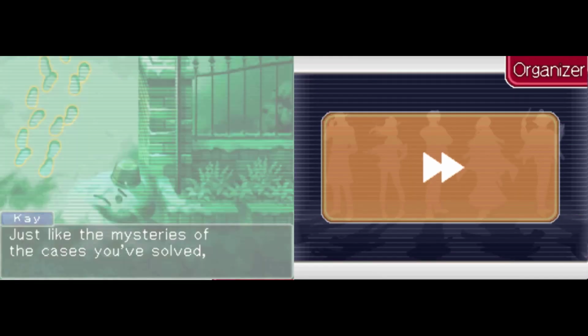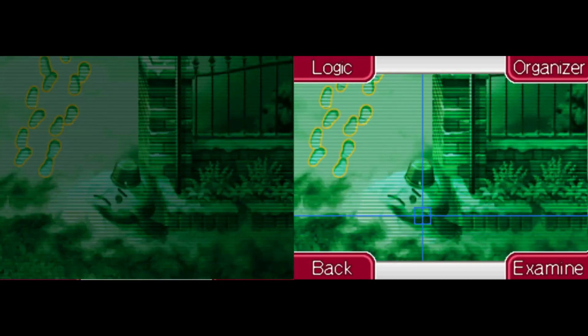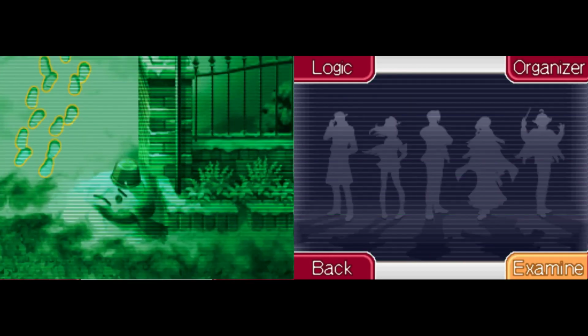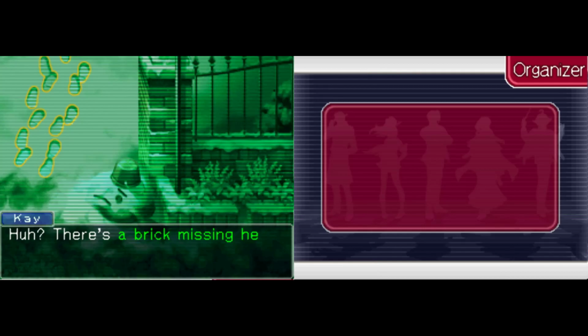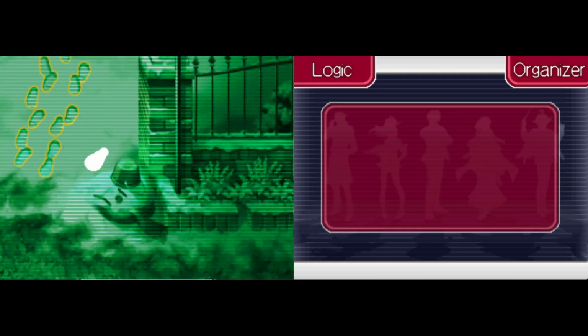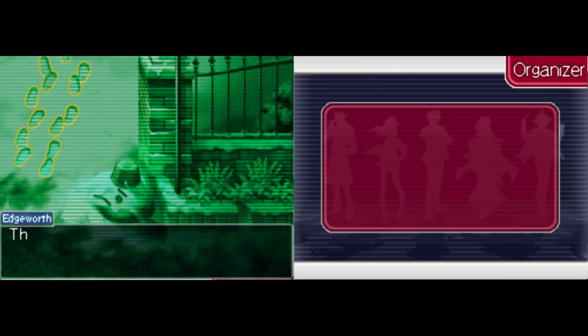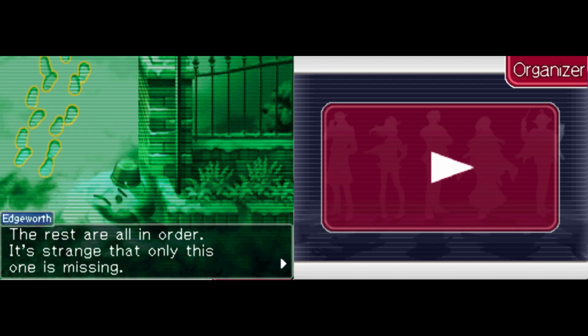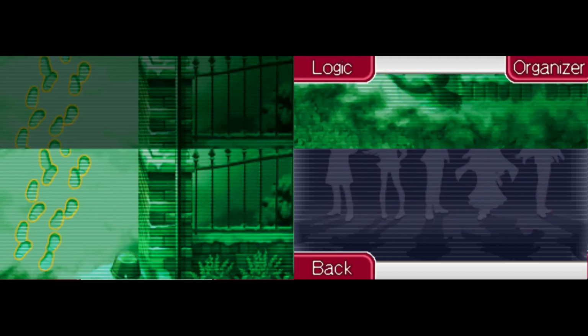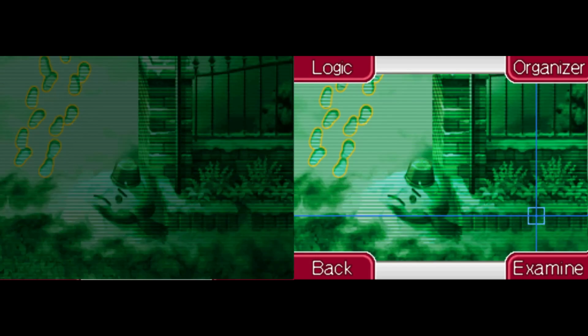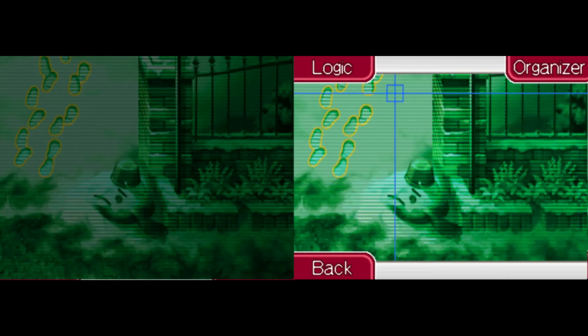Is this just all the snow? Yeah, okay, it's all the snow, man. What am I supposed to look at here? Oh, hey, missing brick. Huh? There's a brick missing here. The rest are all in order. It's strange that only this one is missing. There we go. Yeah, it is. Anything else? Not really.